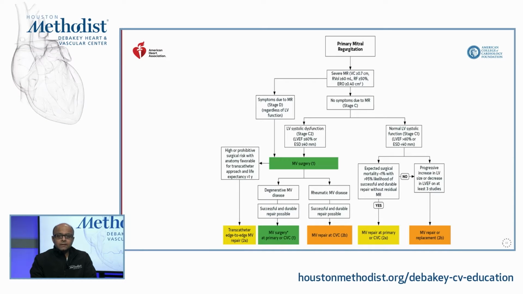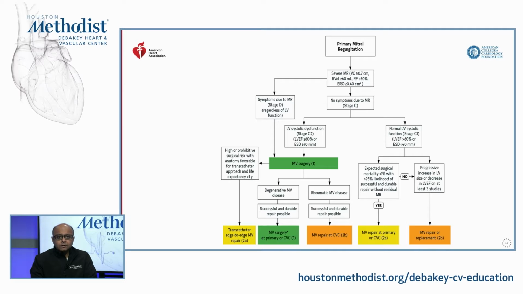In addition, they also have independent grasping ability. Here is straight from the guidelines, the recommendations for primary mitral regurgitation. Once you have symptoms, then patients should be treated. If they are good surgical candidates or low or intermediate surgical risk candidates, they can have surgery.